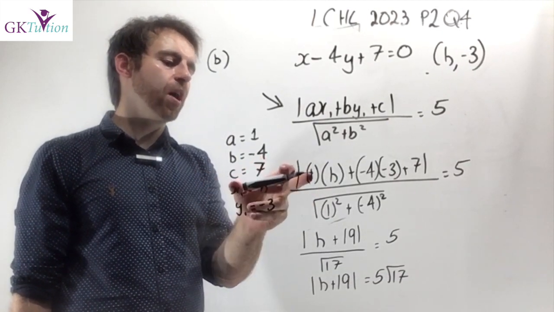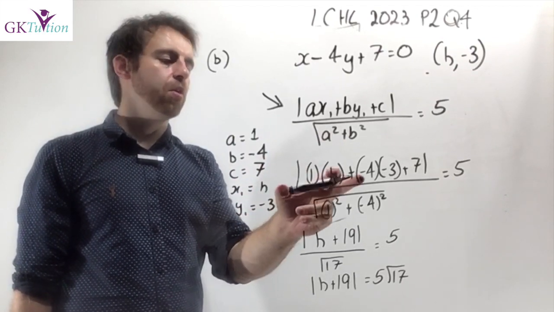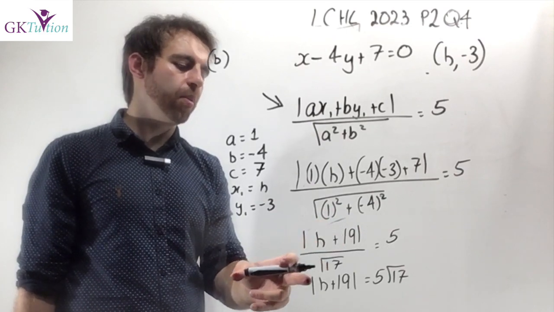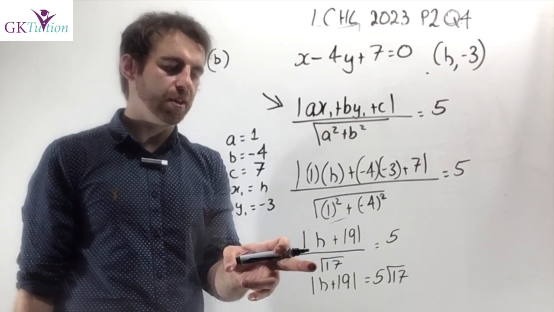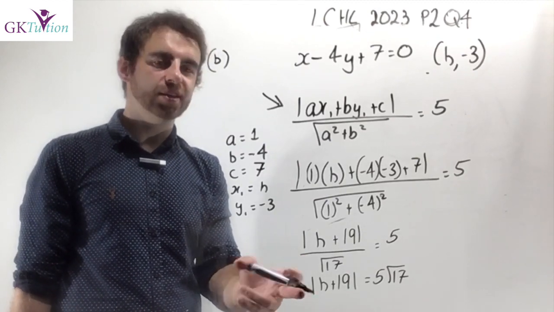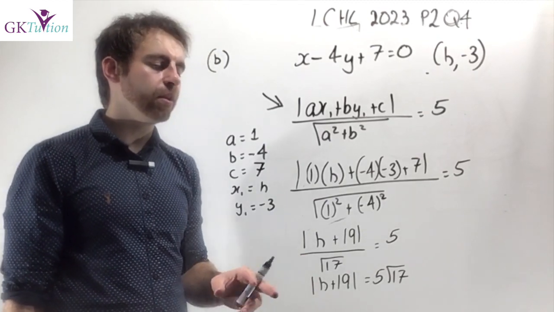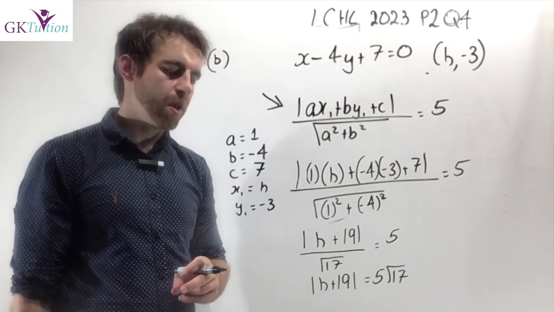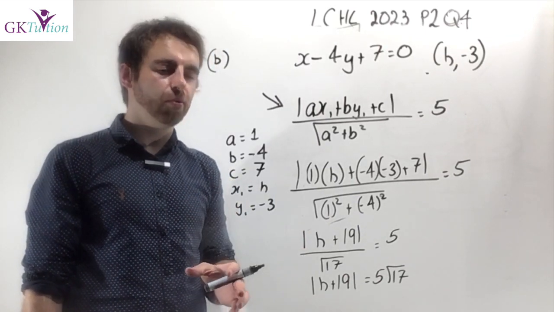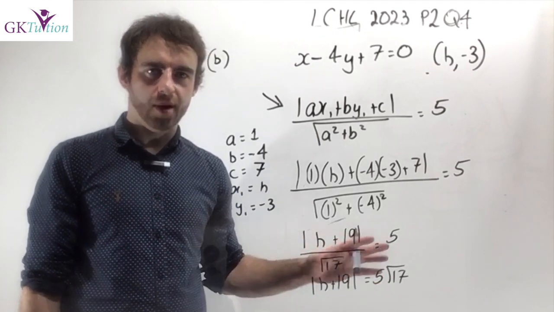So I've subbed in all of my variables here into the formula. And when you simplify the top, 1 by h is just h. -4 by -3 is 12, plus 7 is 19, and the bottom of the fraction becomes the square root of 17. What I did on the last line then was I multiplied both sides by root 17 to get rid of the fraction. Now our issue is the modulus signs. And bear in mind here that the question said to leave your answer in surd form. So the surd is not a problem.